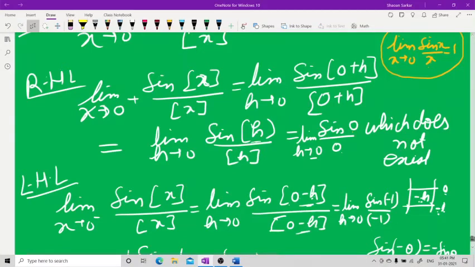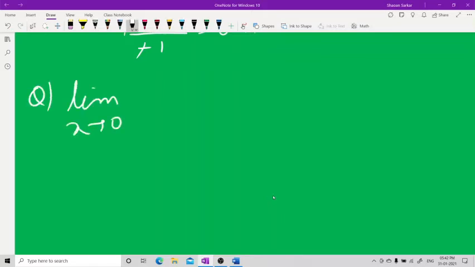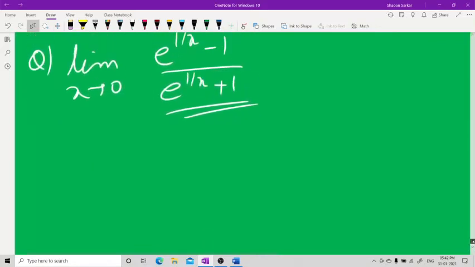Now, next. Let us do one good question. Another good question, let me take. Yes, very good question it is. Let us take the question: limit x tends to 0 of e to the power of 1 upon x minus 1 upon e to the power of 1 upon x plus 1. Let us see what is the position of this limit. Now these are very, very good questions. You need to understand these questions very well.